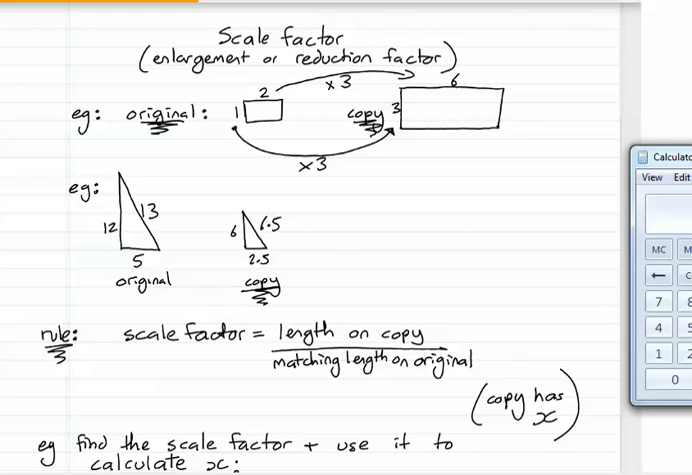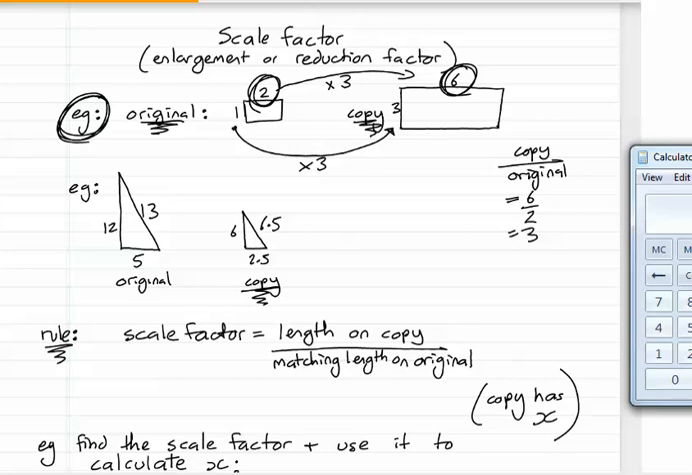So if I was working out the scale factor for my first example, I'd choose any pair of matching sides and do copy over original. Let's choose 6 and 2 for my calculation. The large one is the copy, so that's 6 divided by 2. So my scale factor is 6 divided by 2, which is 3. And that was my scale factor. The small rectangle times 3 gives me a length on the large one.